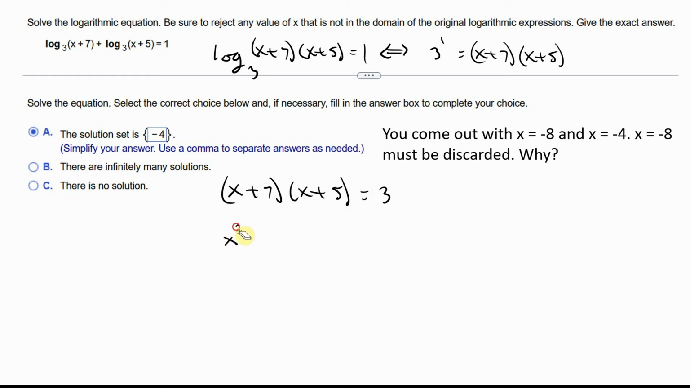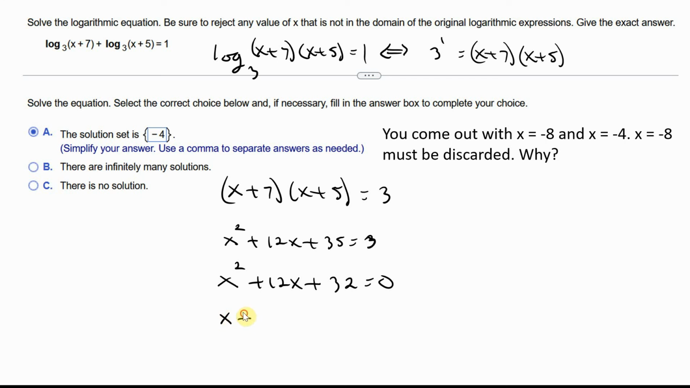Now you just FOIL that out. We get x squared plus 12x plus 35 is equal to 3. What a funny looking 3. X squared plus 12x plus, subtract 3 on both sides, it gives us 32. That's equal to 0. All right, what needs to be there? Because that's important.